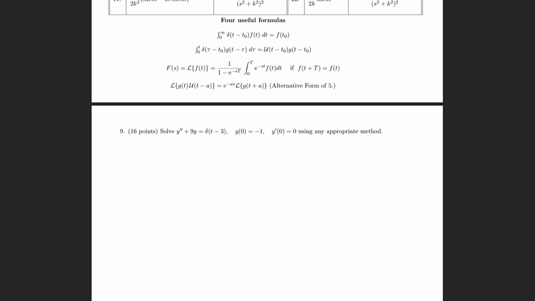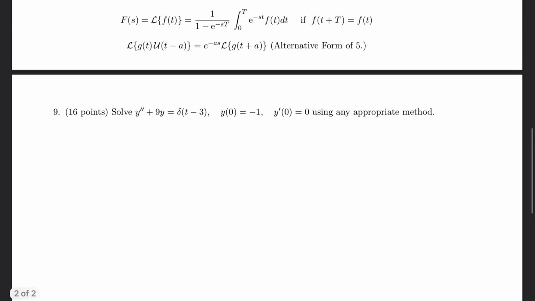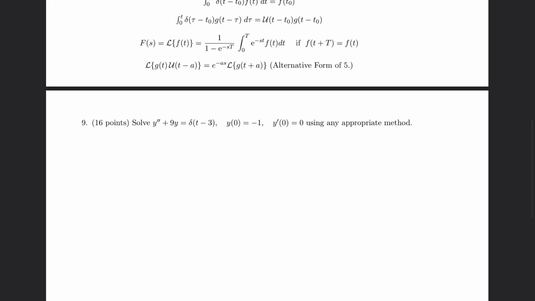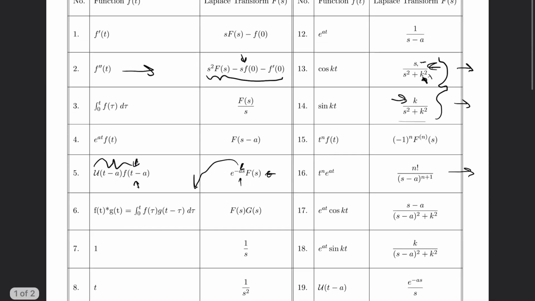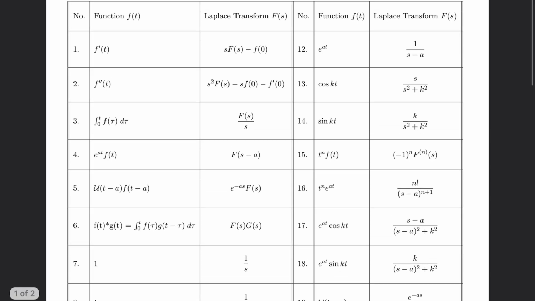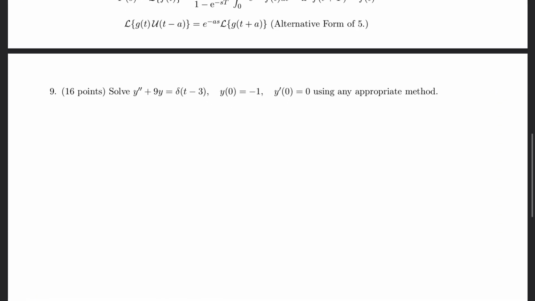In this video, we're going to take a look at how we can solve this differential equation, y double prime plus 9y equals the delta function of t minus 3. So a couple of things to recall here. Definitely lean in on your equation sheet. This will be a helpful tool for you throughout the exam. And let's take a look at the things we're going to do for this type of problem.